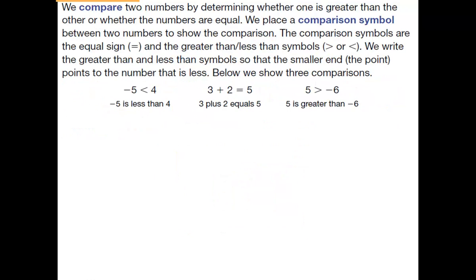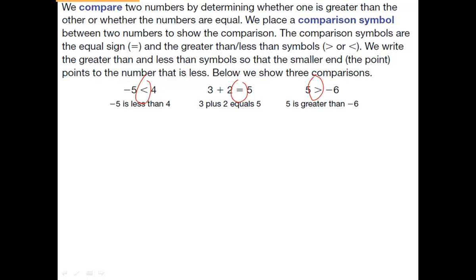We compare two numbers by determining whether one is greater than the other or whether the numbers are equal. We place a comparison symbol between the numbers. These are comparison symbols. It can be equal signs, it can be greater than or less than.